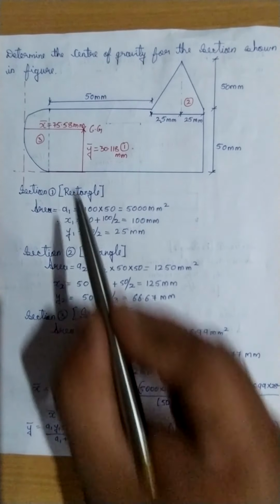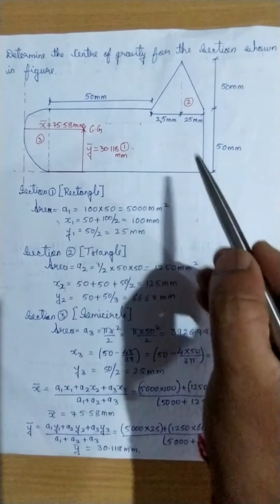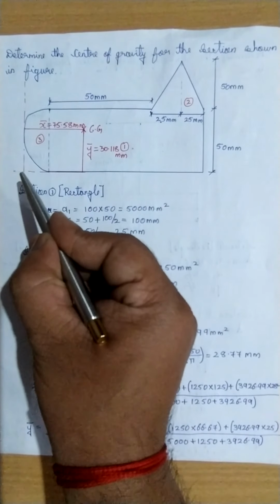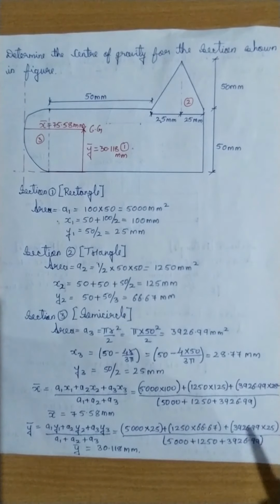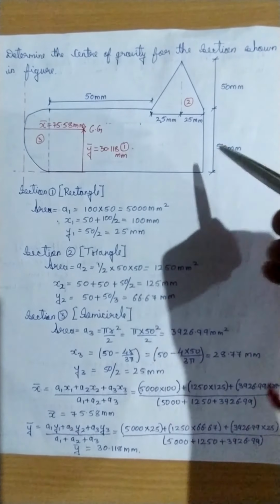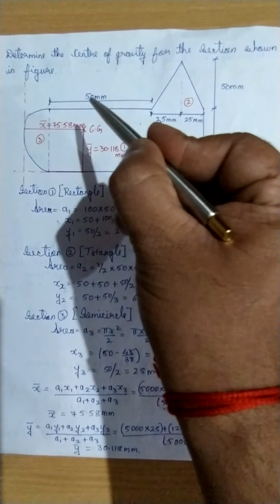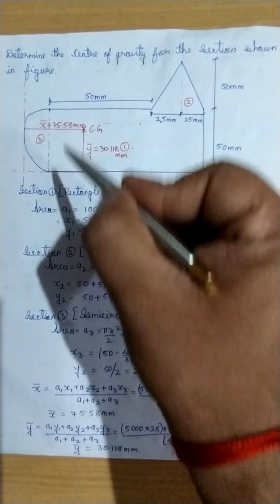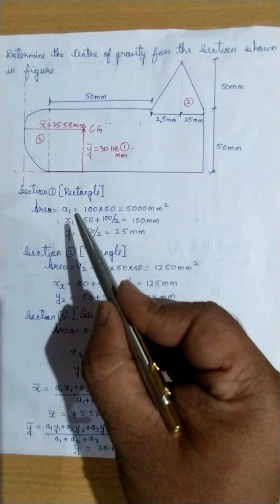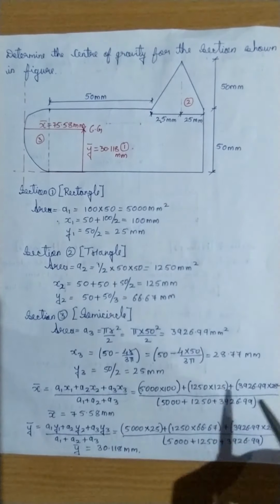Again I have taken the axis of reference as the left bottom, so the left side of the whole section and the bottom. So this is my axis of reference. The first section is a rectangle, which is 50 plus 25 plus 25, so it is a rectangle section of 100 by 50. So area A1 is equal to 100 by 50, 5000 mm square.